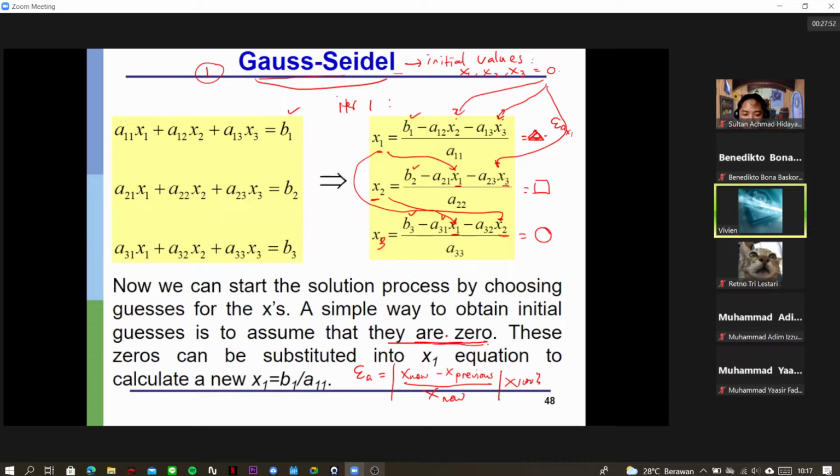What if we don't have the previous value? The previous value is taken from the initial value. So we can calculate that: it will be minus 0, divided by the new value, times 100%. So that will be the error of x1. Is that finished? Not yet, because we have 3 unknowns, so we have to calculate the error for each of the unknowns. So now we have to calculate the error for x2, and then also the error for x3.